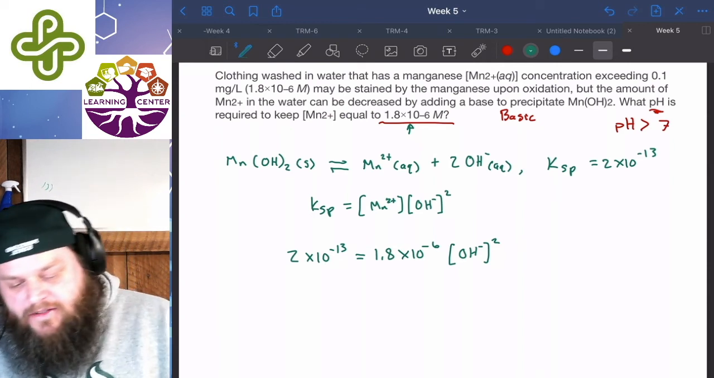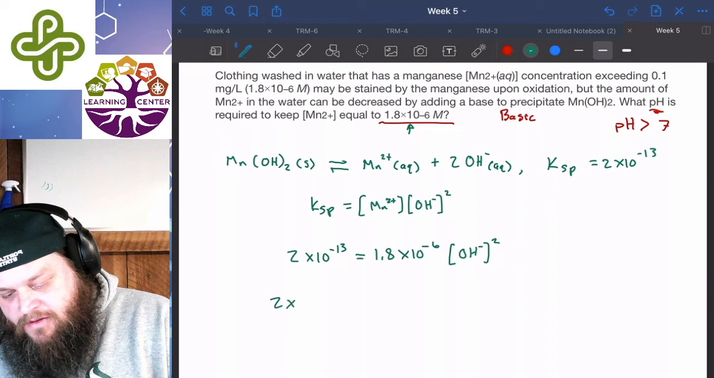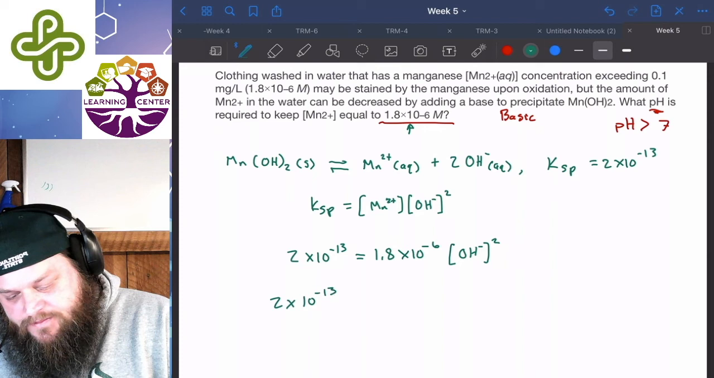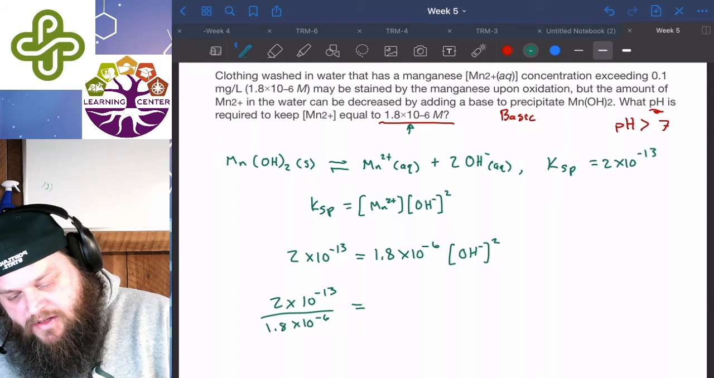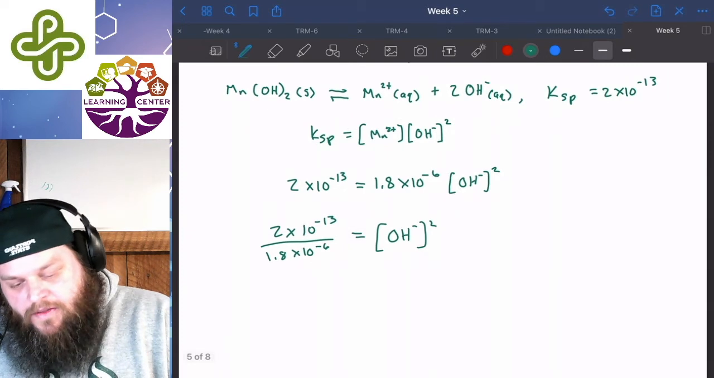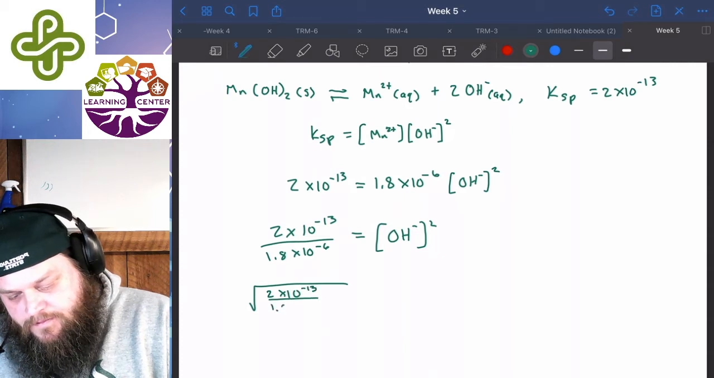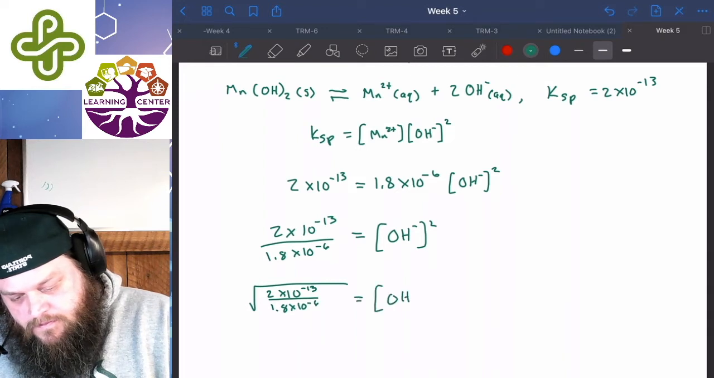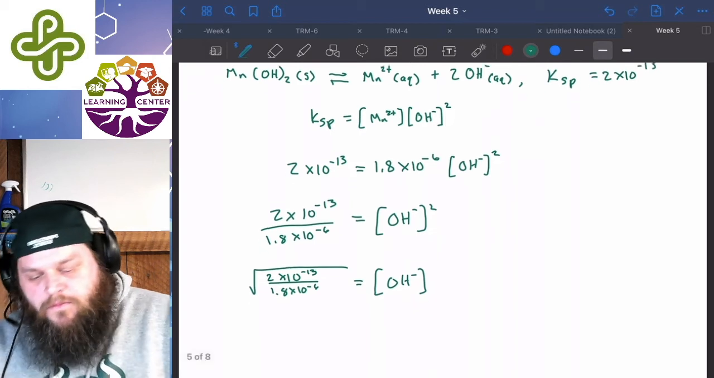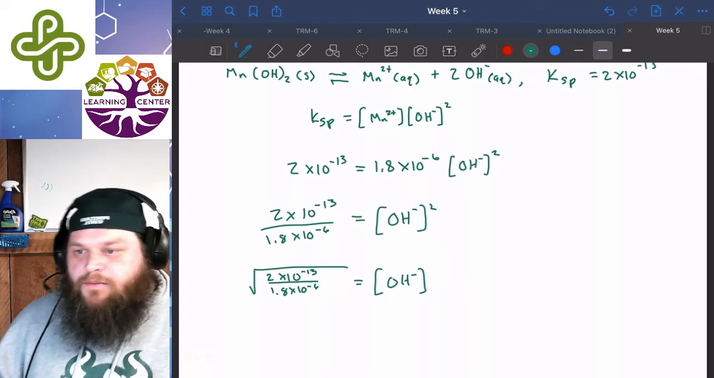Now we can solve for this using algebra. So I'm going to divide off my 1.8 times 10 to the negative 6, which is then going to leave me the concentration of hydroxide squared. And then I need to take the square root of both sides to get my concentration of hydroxide.